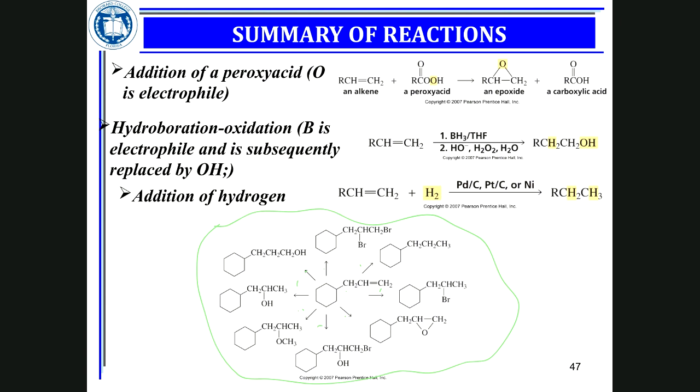How do you go from alkene to epoxide? How would you go from alkene to primary alcohol? How would you go from alkene to alkane? And how would you go to secondary alcohol? Any questions? You have to memorize basically all the reagents.